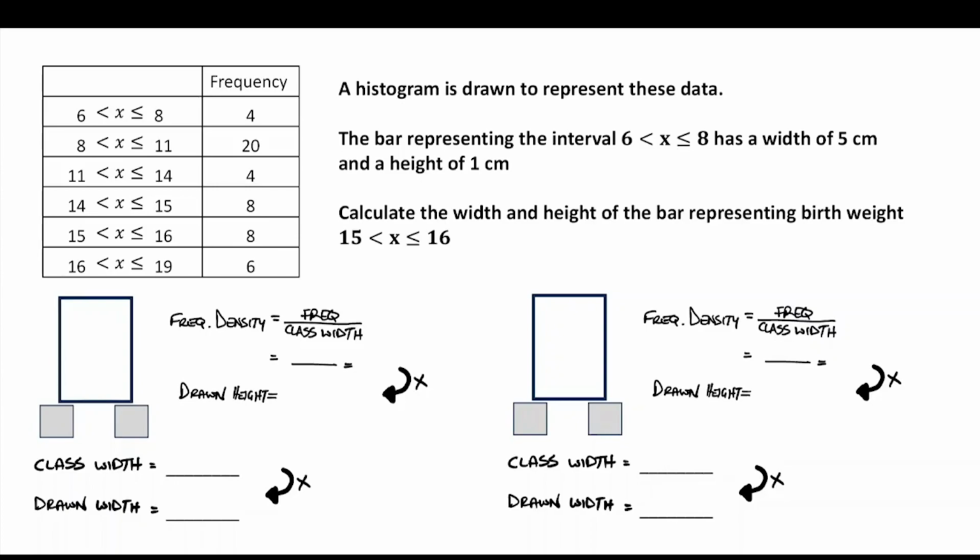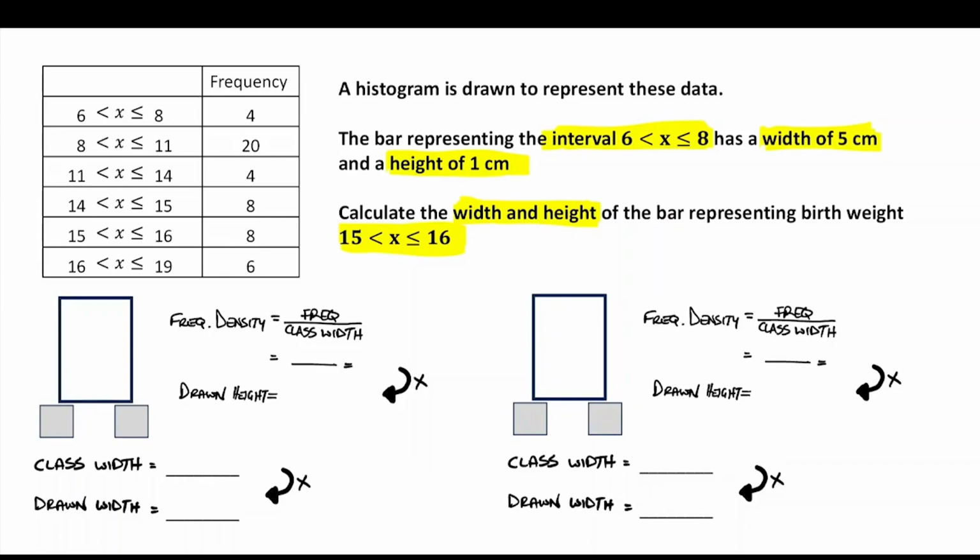Now I'm just going to highlight the most important parts of the question, the parts that are instructive with what we should be doing. Firstly, the bar we're going to work with initially is the bar 6 to 8. We know its width, we know its height. All of that is going to help us to find some key information that will then help us to find the width and the height of the second bar they're referring to, 15 to 16.